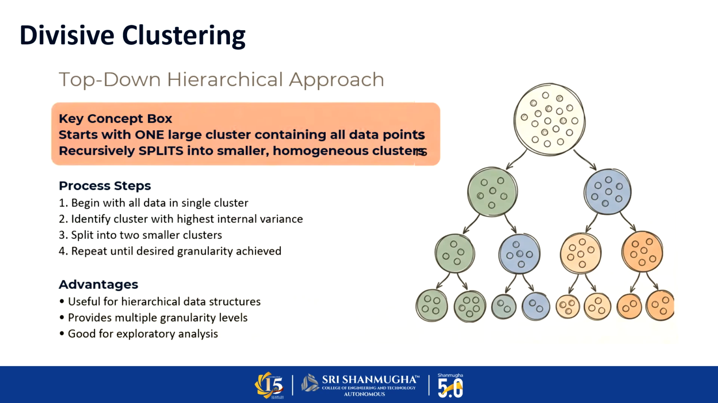So the bottom-up hierarchical approach is agglomerative, right? So this clustering builds clusters from the ground up. It starts with every single data point as its own cluster and progressively merges the closest pair. So the process continues until all points are merged into one master cluster. The merging history is captured in the dendrogram.